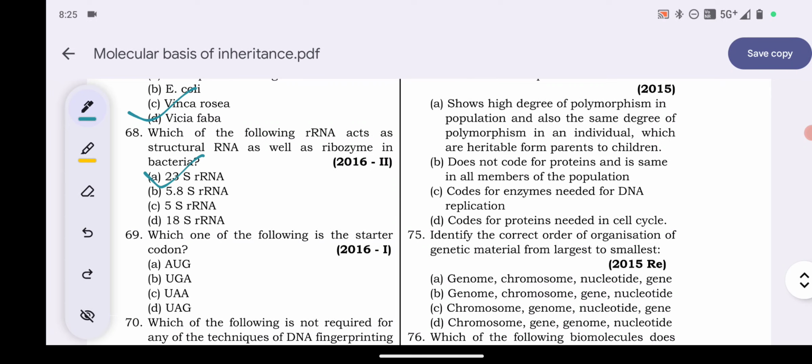69. Which among the following is the starter codon? What is a starter codon?